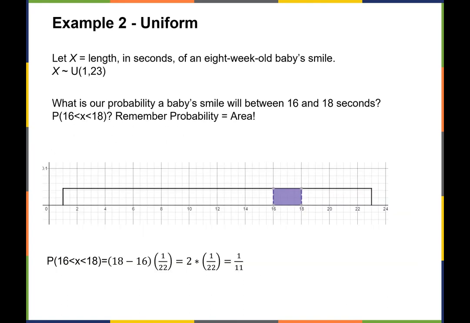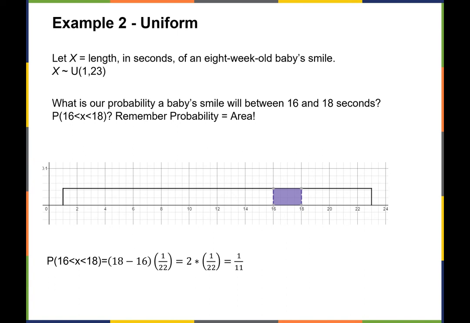Using this same distribution that we've been talking about, what is the probability that a baby's smile will last between 16 and 18 seconds? And remember, this is the probability that 16 is less than x is less than 18. And remember, in continuous distributions, probability equals area. So what we're talking about is the area under the curve here between 16 and 18 seconds.